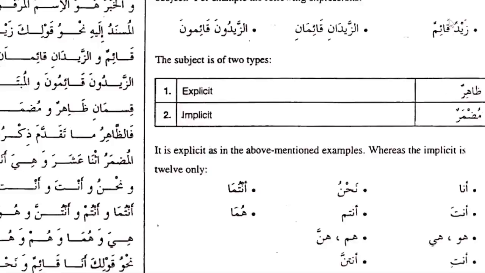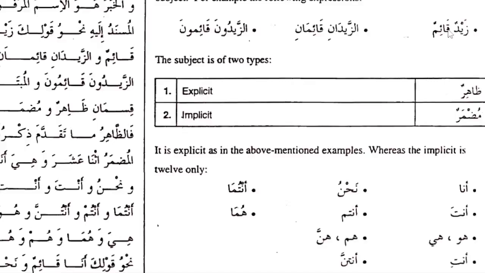Example, if I say Huwa Qa'imun, so instead of saying Zaidun Qa'imun, I say Huwa Qa'imun. If I say Huwa Qa'imun, he is standing. If I ask you what is the Mubtada or what is the subject, you will tell me Huwa. And that is a pronoun. Who is that person? We don't know him. It is just a pronoun.